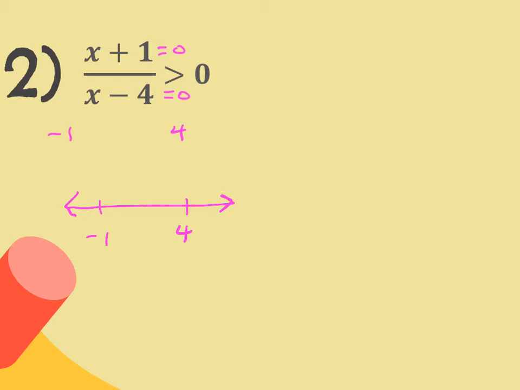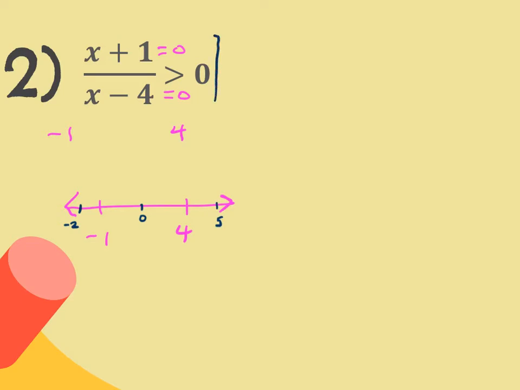Now the rules of the greater than and less than, the little tricks, do not apply to rationals, which means we've got to test points, okay? So I'm going to test a point that is less than -1, like -2. I'm going to test a point that falls in between, which would be 0. And I'm going to test a point that is bigger than 4, which is 5.